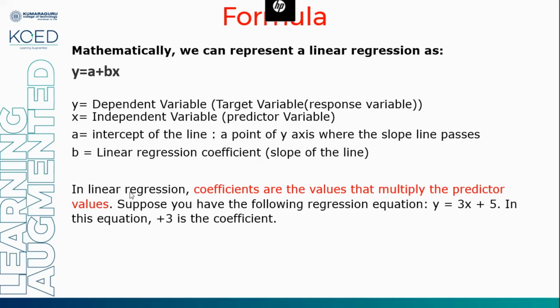So what is a regression coefficient? The coefficients are the values that multiply the predictor values. Generally, the coefficient, that means the slope of the line, is in a multiplication relationship with the x value, where x is the independent variable. Suppose you have the following regression equation: y equal to 3x plus 5. In this equation, 3 is the coefficient.